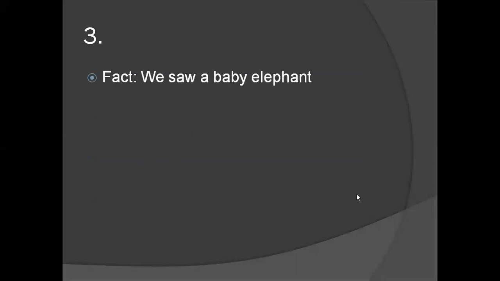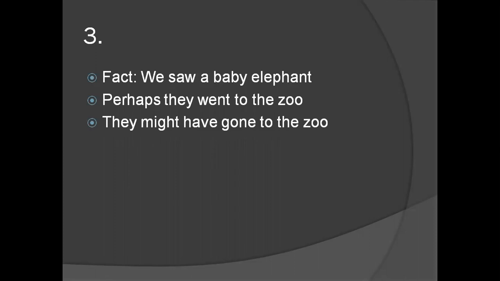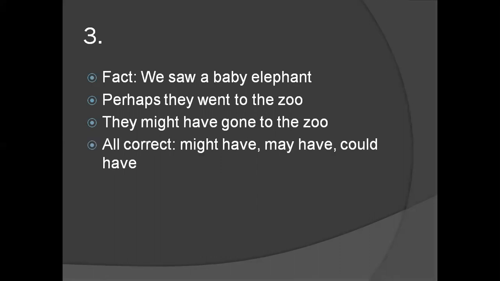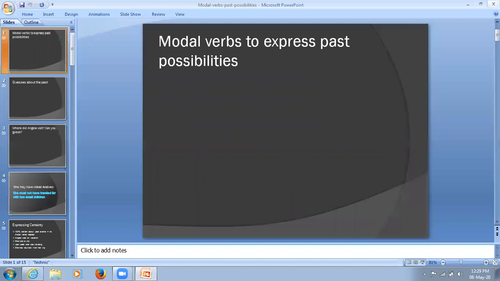Then: we saw a baby elephant. This is a fact. Now make some guesses. Perhaps they went to the zoo. They might have gone to the zoo. They may have gone to the zoo. All are correct: may have, might have, could have gone to the zoo. So this is how may, might, could are used to express modals in the past form. So this is all about modal verbs in English.